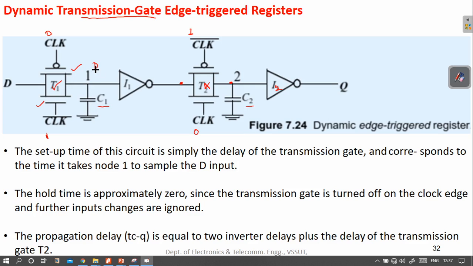If D is at high potential, the capacitor C1 will charge to VDD. If D is 0, ground, then capacitor C1 will discharge to ground, or hold 0 charge. So depending on the value of input signal D, the capacitor C1 gets its new charge. You will get a 0 or 1 at this node, and since this is an inverter, you will actually get D bar at the output of this first inverter I1.